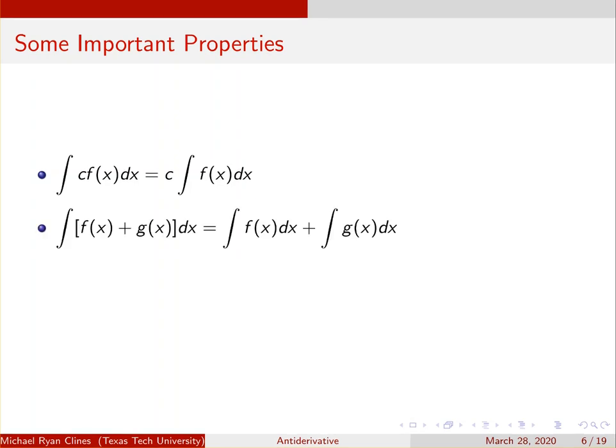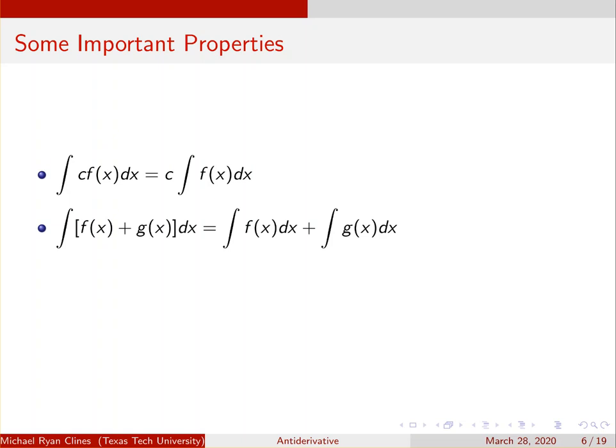Now, let's look at the next one. Here, we have the integral of the sum of two functions, f of x plus g of x, is in fact equal to the integral of f of x dx plus the integral of g of x dx. Another way to put this is the integral of the sum of two functions is the sum of the integrals. You can break it up. So the integral of the sum is the sum of the integrals.